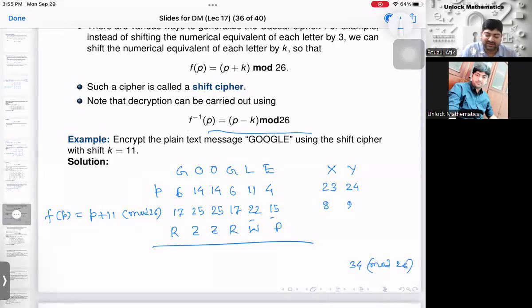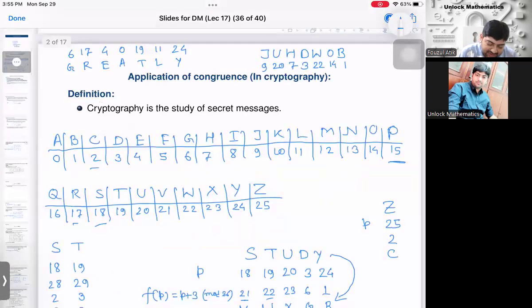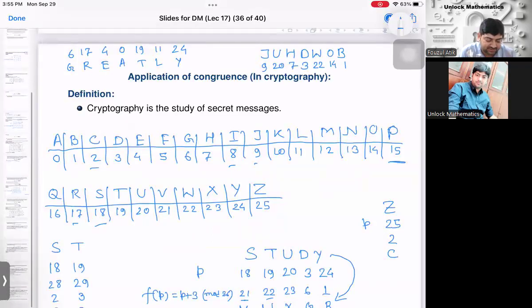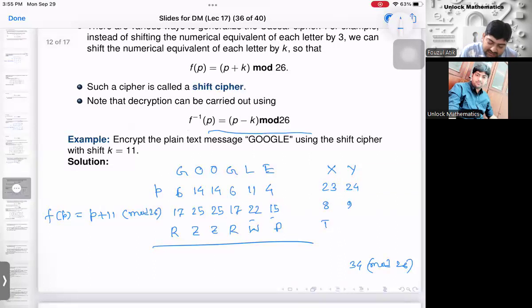Now what alphabet is represented by 8 and 9? Let me show you again. 8 was for I and 9 for J. So 8 and 9 stand for I and J. So using the shift cipher with shift K equal to 11, our secret message for X and Y will become I and J. I hope it is clear.